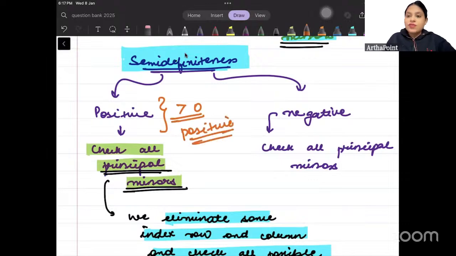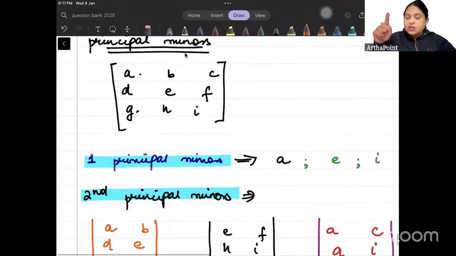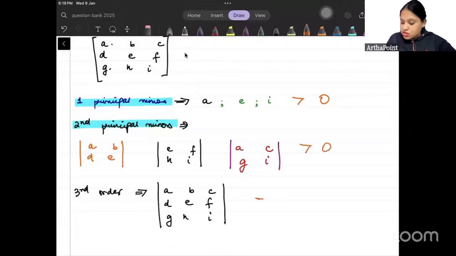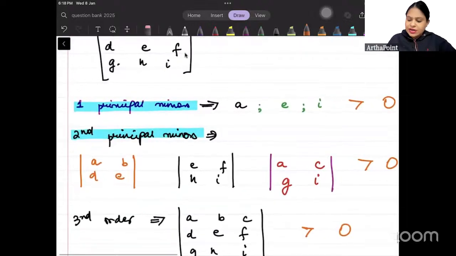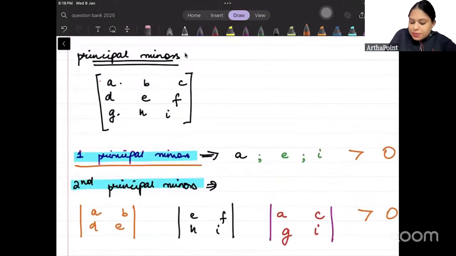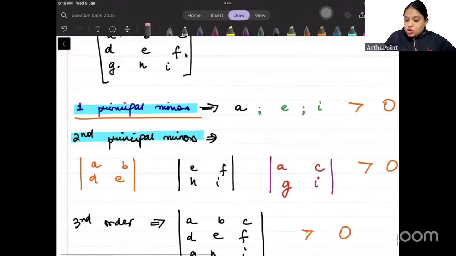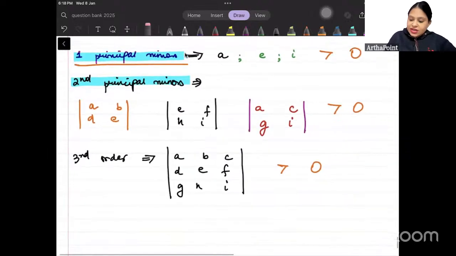है ना? So we need that in positive semi-definite, I need that all these should be positive. Order 1, very simple beta. Order 1 is nothing but your principal diagonal elements. ऐसे सोच सकते हो. A, E and I. Principal diagonal elements. That's order 1 के elements. Right?